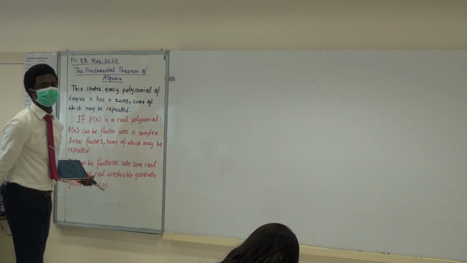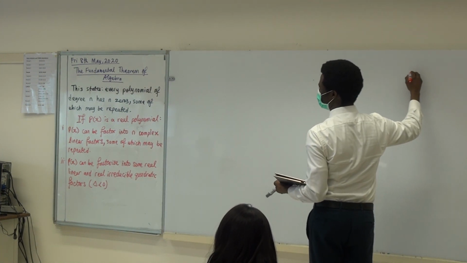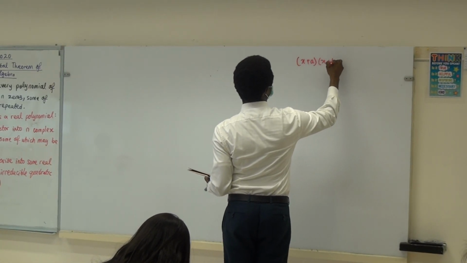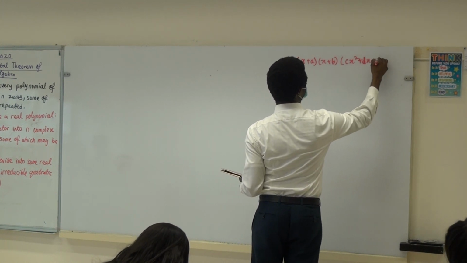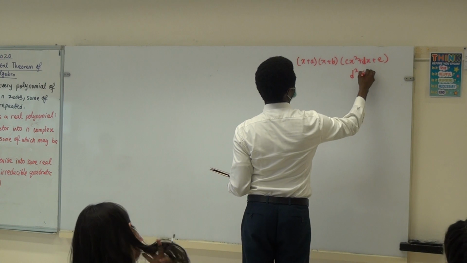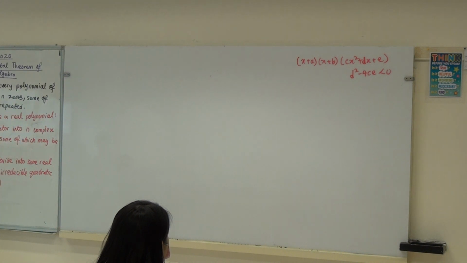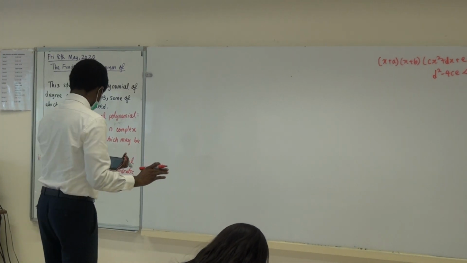When the discriminant is less than 0. So you have a function that is power 4, you have maybe x plus a, x plus b. Unfortunately, you can only have maybe cx squared plus dx plus e. And in this case, this cannot be factorized. Because the discriminant, d squared minus 4ce, is less than 0. This is what we're talking about. So either you are able to factorize it to all linears, or maybe you have some linears, but you get stuck with some quadratic that you cannot factorize. That's the second point. Third point.